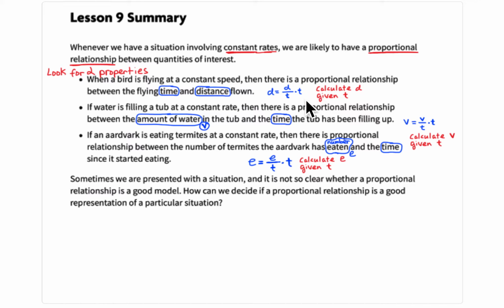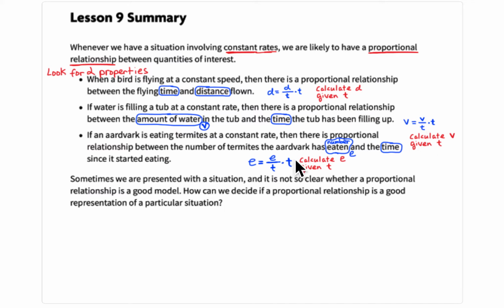So if you're given an amount of time up here, you're going to calculate the distance that you fly. The time is 1 hour 15 minutes. So the total distance flown is the ratio between them times that amount of time. That's going to give you the distance. Or if you're given the amount of time, in 7 minutes, how much is the tub filled up? It's 7 minutes times the rate that the tub fills per minute.